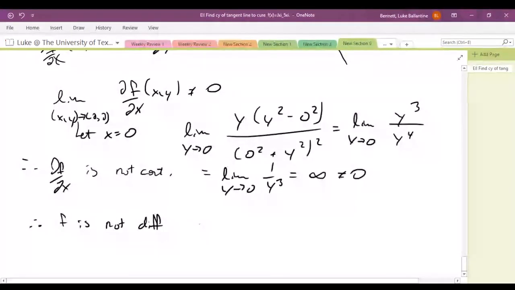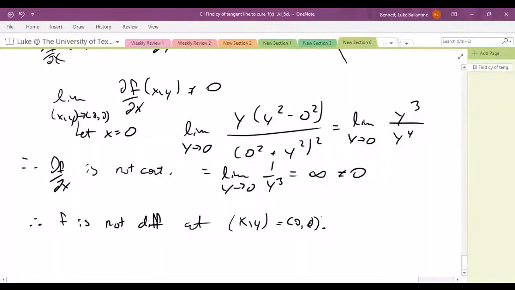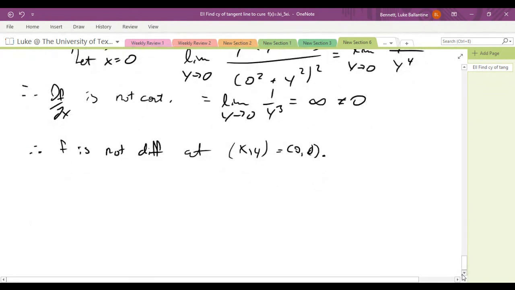So any sort of tangent plane stuff that we do at the origin wouldn't work. The book, in fact, calls it too crinkly near the origin. Crinkly is the word they use, I think. Crumpled or something.